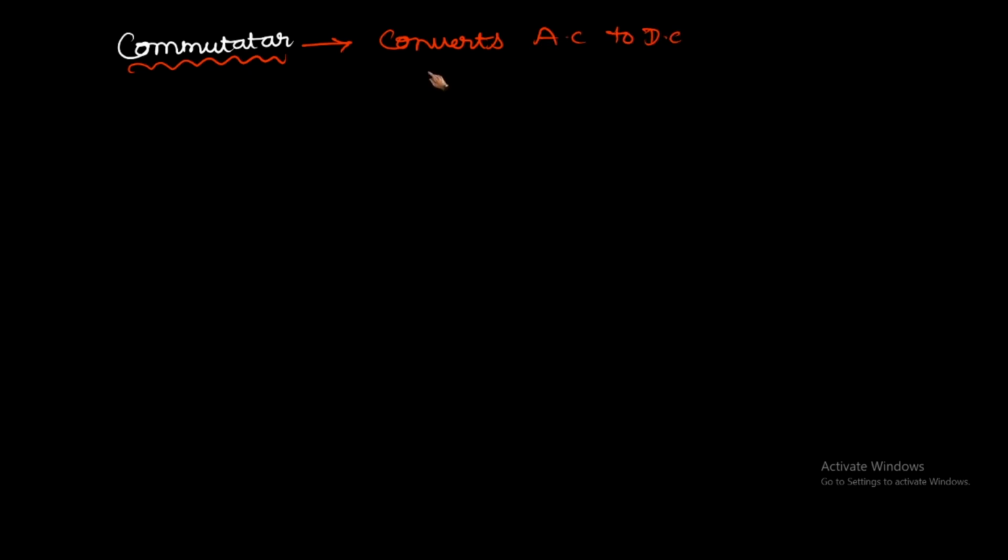It can be defined as a mechanical rectifier. In the case of the DC generator, it is defined as a mechanical rectifier. You already know a rectifier converts AC to DC, and mechanical means it has some mechanical construction. If you see the construction of the commutator, it is a cylindrical structure like this, and this cylindrical structure is divided by an insulating material.